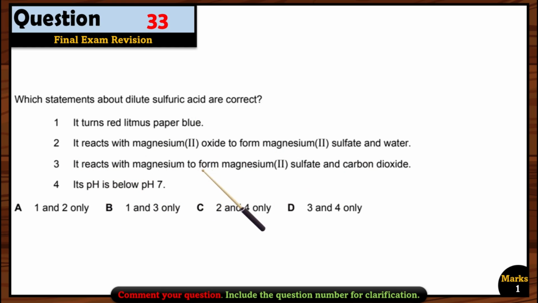Let's see third one. It reacts with magnesium to form magnesium sulfate and carbon dioxide. That's wrong. Whenever acids react with the metal, they produce hydrogen gas. But here it's a sulfuric acid, so of course it will produce magnesium sulfate, but not carbon dioxide, right? So its pH is below 7. That's right, because sulfuric acid is an acid, so its pH will obviously be below 7. So which options are right now? 2 and 4. So that is option C.